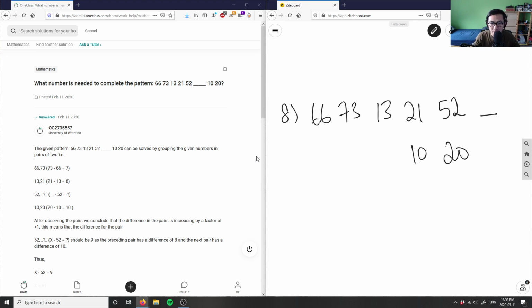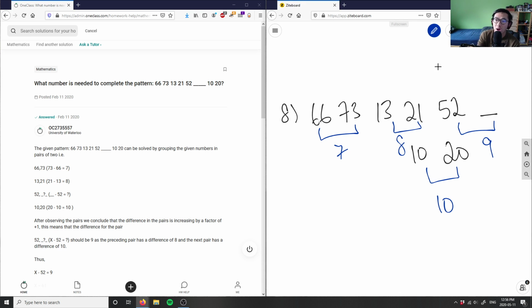So again, what they're doing here, looking at the solution, is grouping these numbers by 2. They're looking at the difference of these 2 numbers, which is 7. The difference here is 8. The difference of 52 and some x here, and the difference here is 10. So I have 7, 8, blank, and then 10. So therefore, this has to be a 9. Just logically, this is a 9 here.